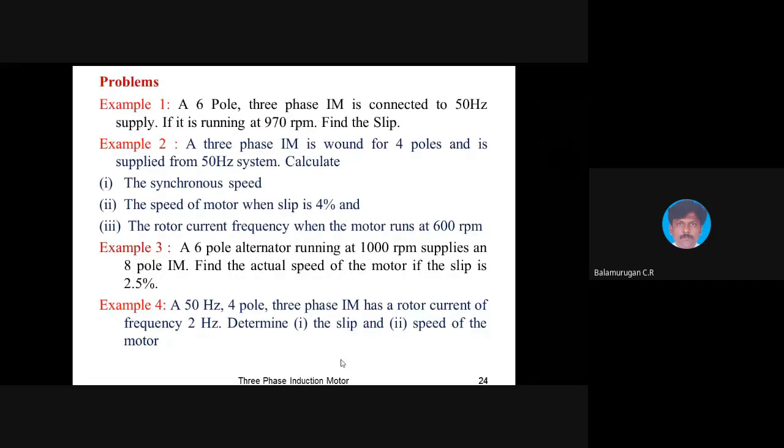Okay. So if you are not having any doubt, you take the first problem. Only the question will be there, the answer will not be there. You take the first problem. A 6-pole 3-phase induction motor is connected to 50 Hz supply. If it is running at 970 RPM, find the slip. So what are the data given? Pole is equal to 6-pole, frequency equal to 50 Hz, and running speed, n, is 970 RPM. You are supposed to find the slip value.